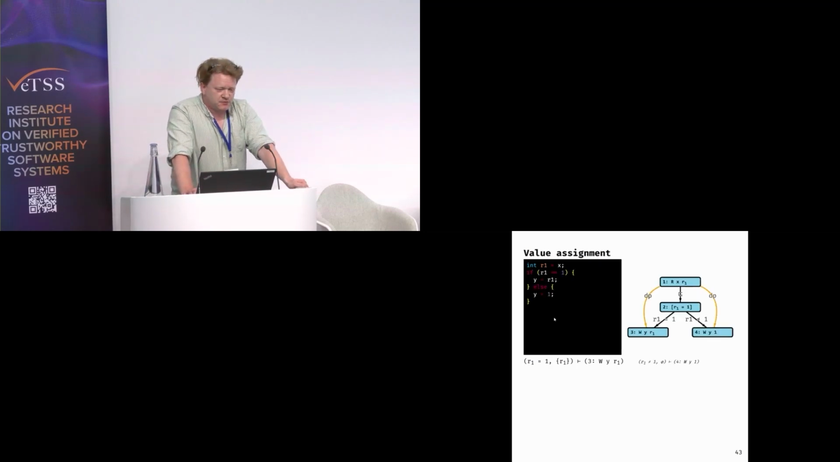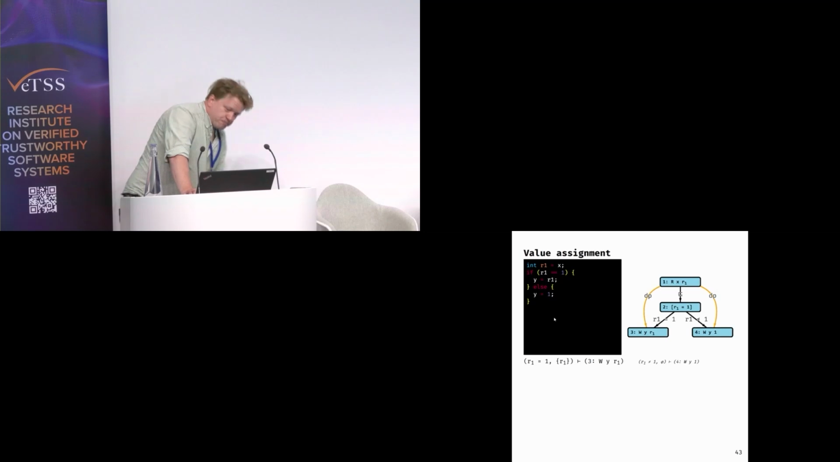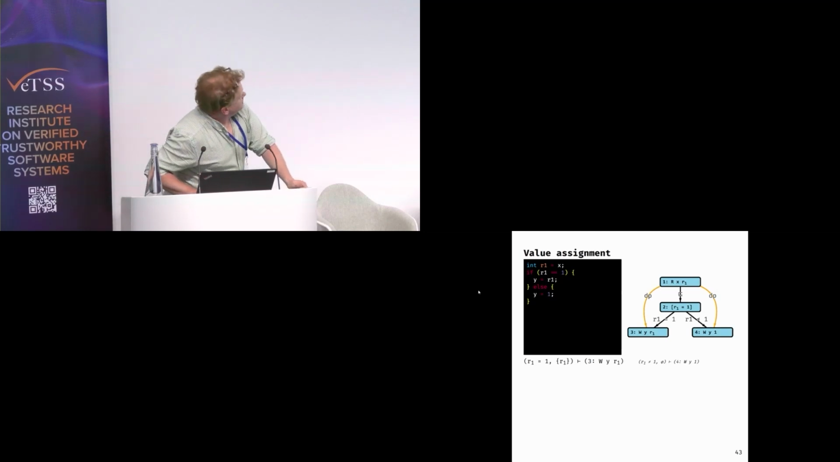We have another one of these optimizations called value assignment. So here, if you look in the true branch of this program, we know that R1 is 1. That follows from being in the true branch.